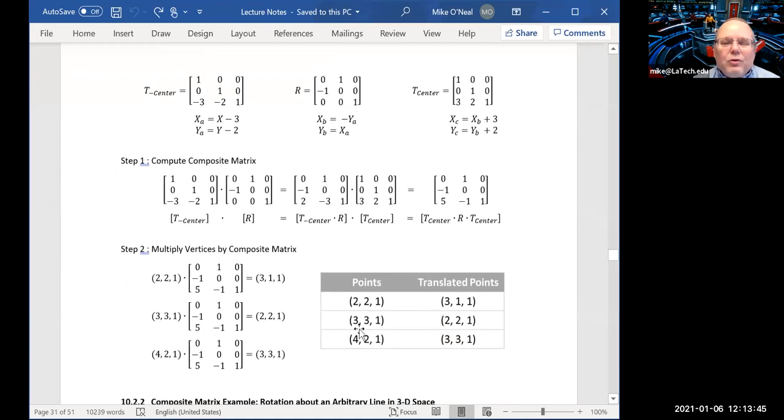2, 2 gives you 3, 1. 3, 3 gives you 2, 2. 4, 2 gives you 3, 3. It's exactly the same thing. Yeah, you're carrying these ones along, which you ignore, but it's exactly the same thing. And so now it really will happen in one step. You compute the composite matrix. Yeah, you got to do these matrix multiplications, but think about if you got 10,000 points.